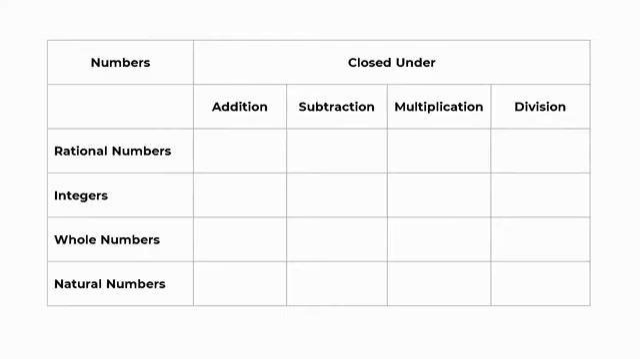Now let's move forward and complete this table in which there is a set of numbers given, that is rational numbers, integers, whole numbers and natural numbers, and we need to see that in case of addition, subtraction, multiplication and division, how many of these numbers are closed under these operations. Alright, so when I talk about rational numbers, we know that rational numbers are okay with addition, they are okay with subtraction, they are okay with multiplication, but not in case of division. This is exactly what we have studied till now, correct?